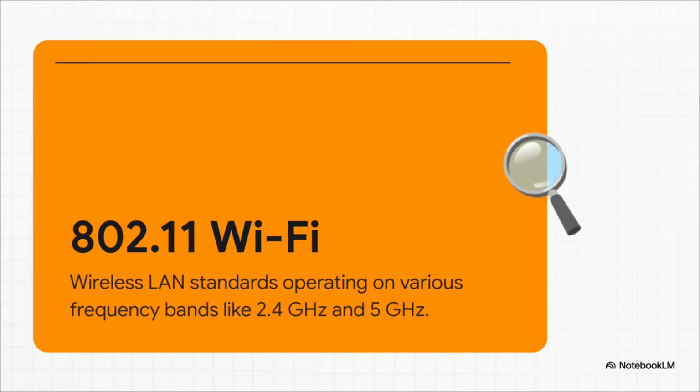Next is the one we literally all know and rely on, 802.11 Wi-Fi. This is the family of wireless local area network standards. So instead of wires, it uses those familiar, invisible radio waves bouncing around our homes and offices, operating on frequency bands like 2.4 gigahertz and 5 gigahertz to connect our devices.